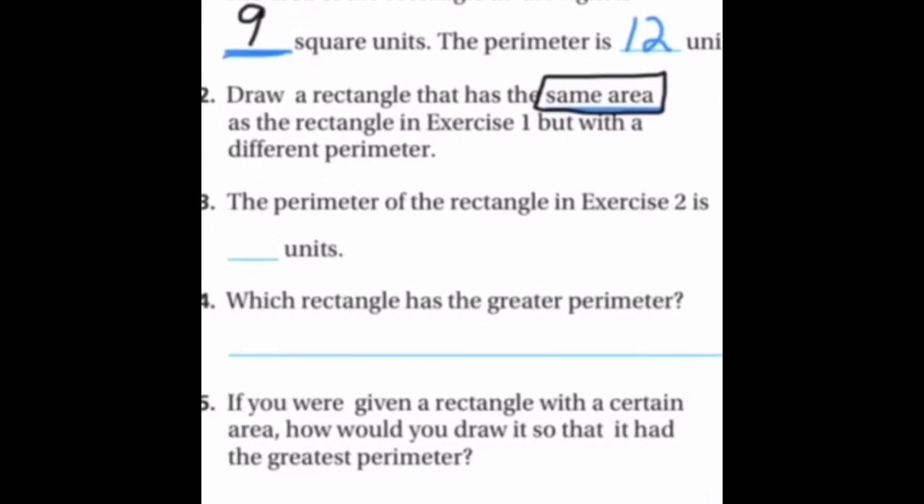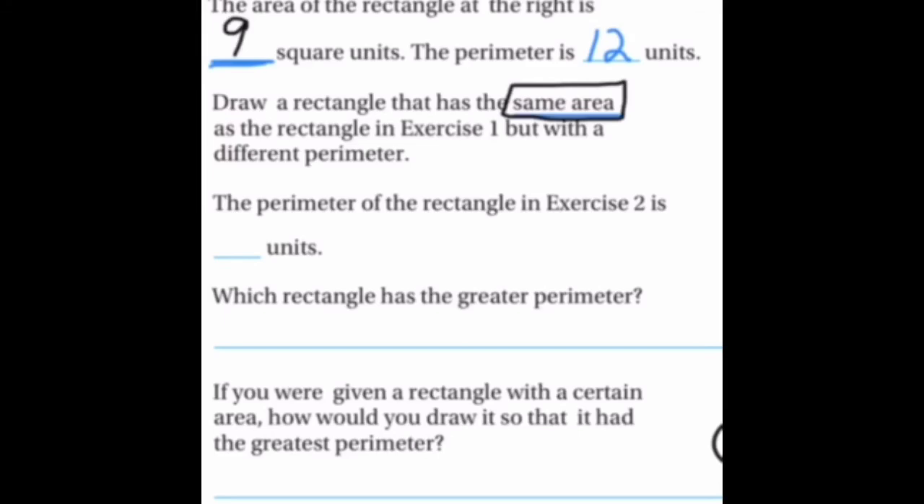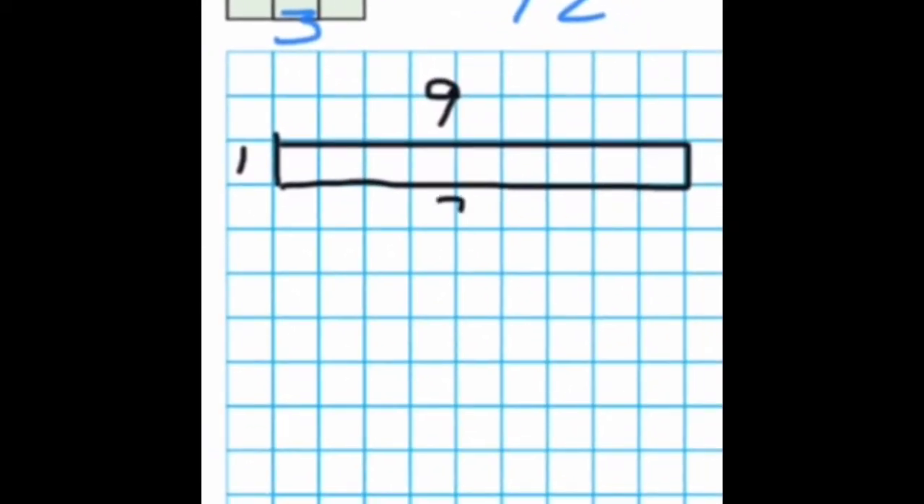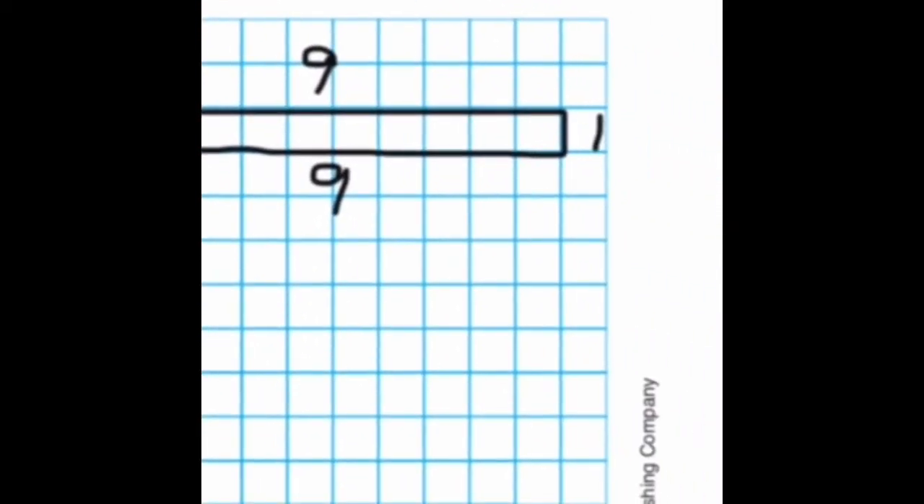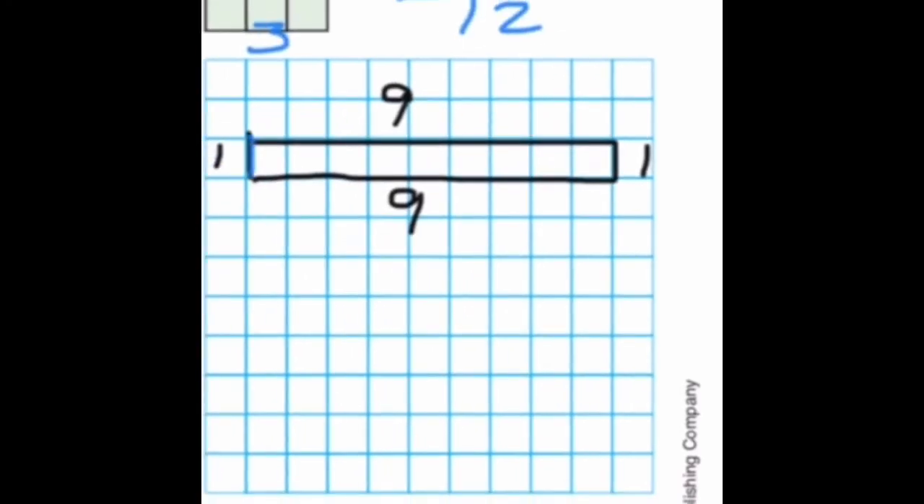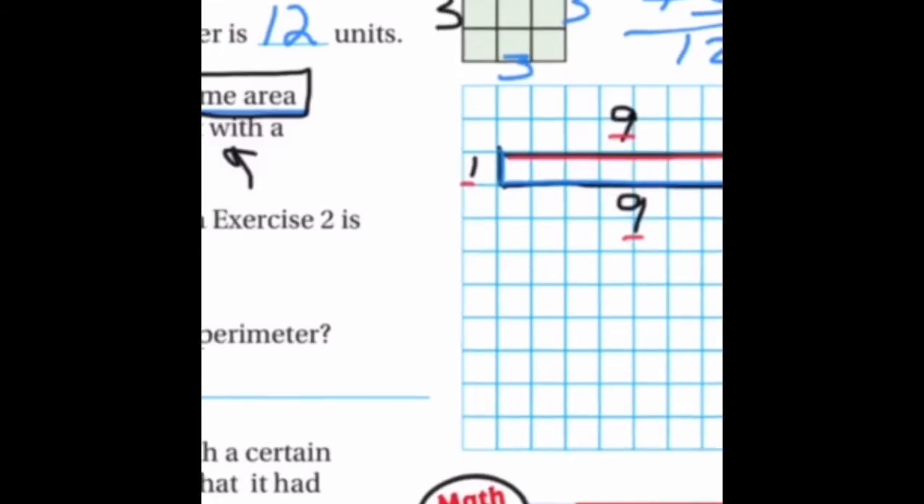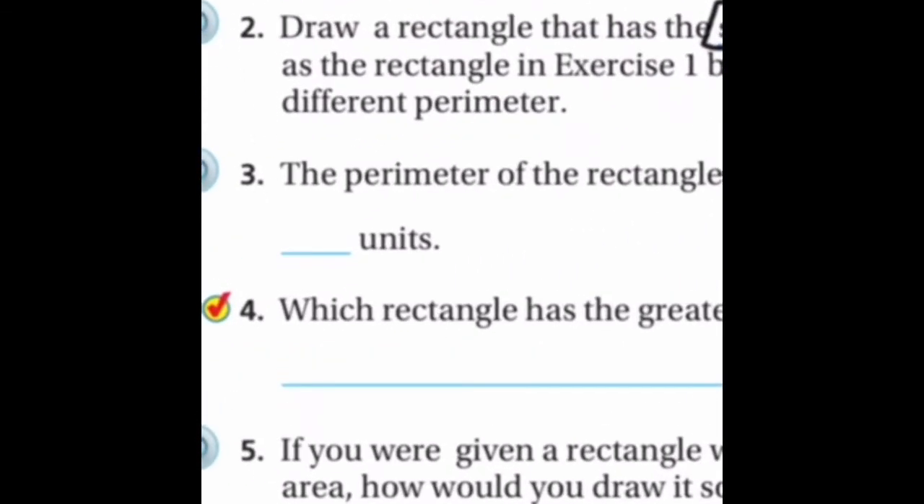If we look at question 3, the perimeter of the rectangle in exercise 2, the one we drew, is blank units. So now I need to add up my perimeter. Okay, well, 1 plus 9 is 10. 9 plus 1 is 10. 10 plus 10 is 20. Or 9 plus 9 is 18, plus 1 is 19, plus 1 more is 20. Just have to add them all up, right? And so my perimeter on that rectangle is 20.